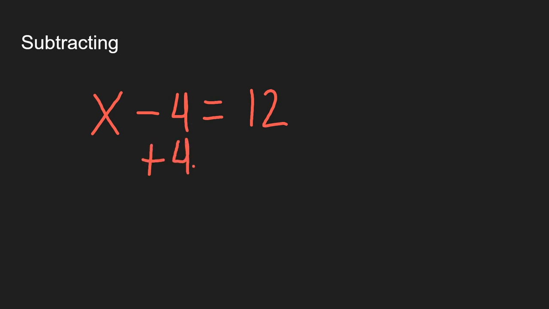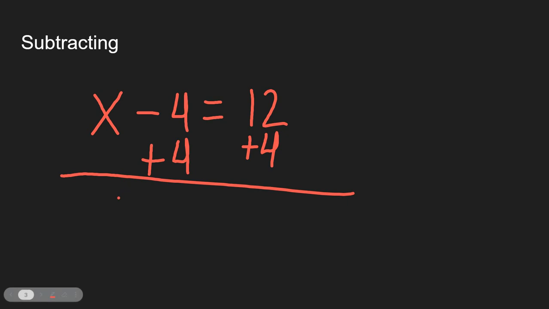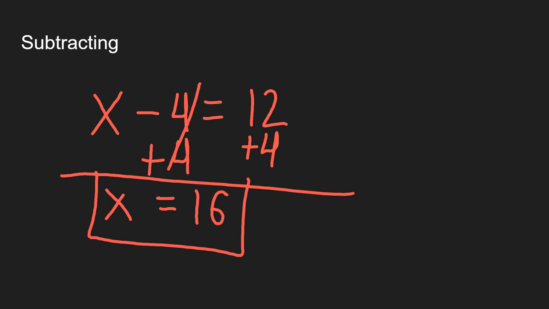Plus 4, right? And whatever you do to one side of the equal sign, you have to do to the other. So x stays the same. Minus 4 plus 4 together just equals 0. And 12 plus 4 is 16. Easy peasy. All right. Let's move on to slightly more difficult problems.